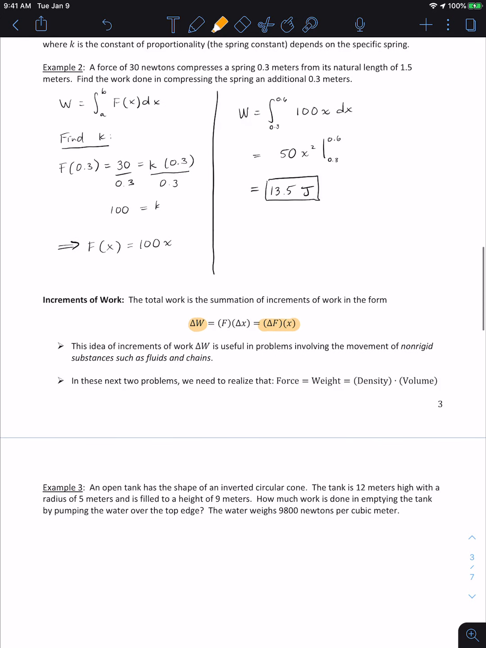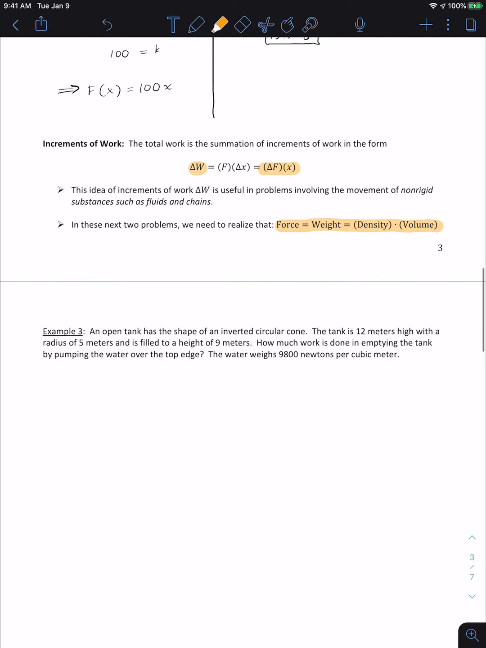Another thing that we're going to need here is that force is equal to weight, right? And weight is density times volume. So we need to realize that for those problems as well.